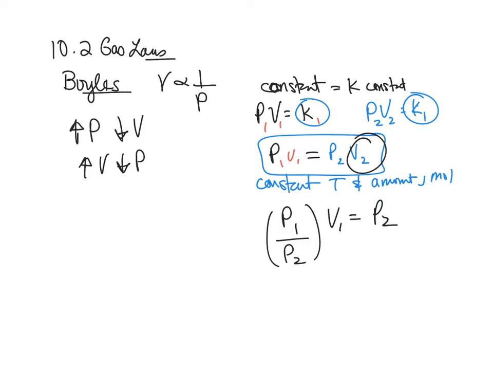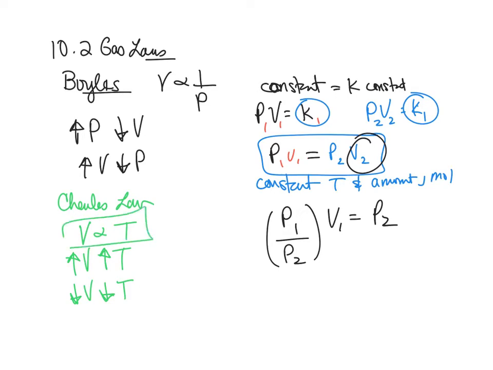You also see in your reading that there's Charles's law. And Charles's law says the volume is proportional to temperature. And so if you increase volume, you increase temperature for a gas. If you decrease your volume, you're decreasing your temperature, or if you decrease temperature, you're decreasing volume. So these are directly proportional. So this is called a direct proportional. This is called an inverse proportional.